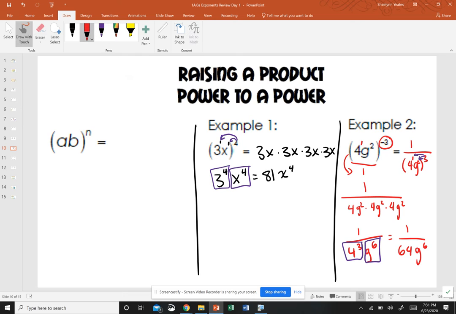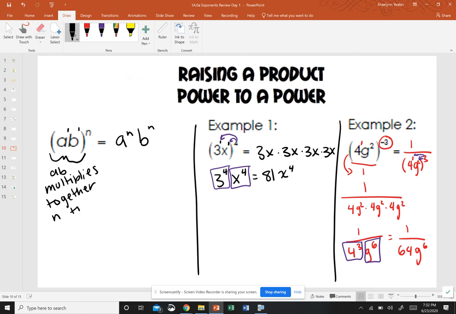So over here, now remember that a has an exponent of 1 and b also has an exponent of 1. This becomes a to the n times b to the n. Because what this really means is that ab multiplies together n times.